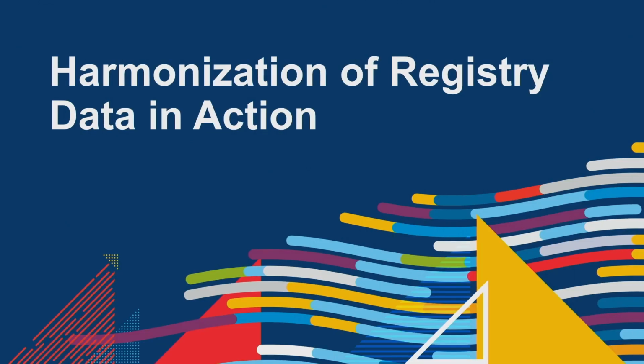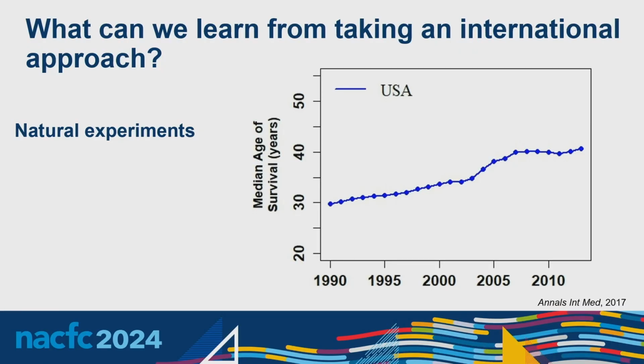So I'm going to give a couple of examples of projects that I have been involved in that involved harmonization of registry data to answer research questions. And this was a project that I worked on with my colleagues in the US. This is a graph showing median age of survival in the United States from 1990 to 2013. And when you look at this graph at the beginning, you think we are doing well. Survival is increasing, everything is going well. And it's true, it is a positive message.